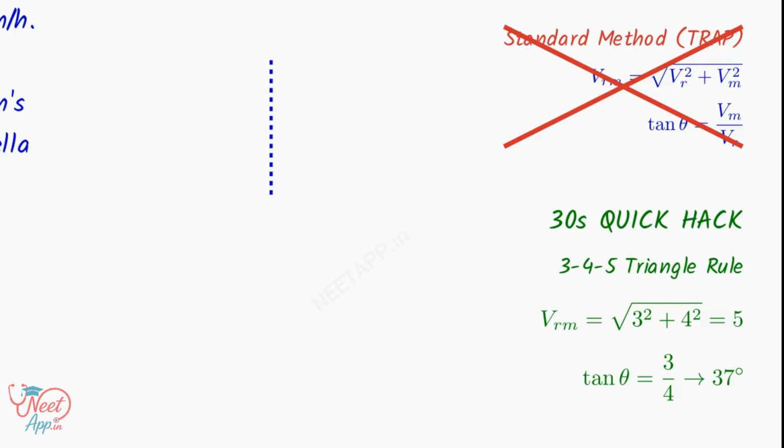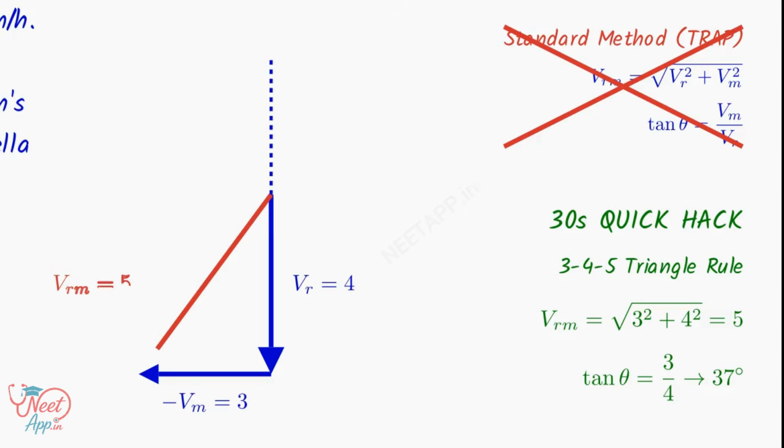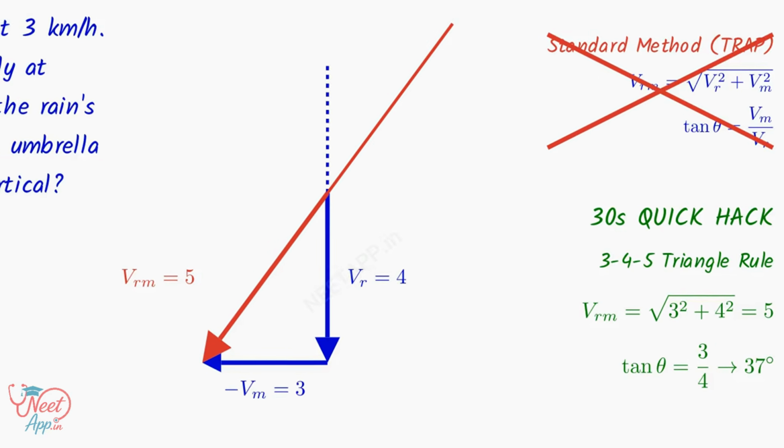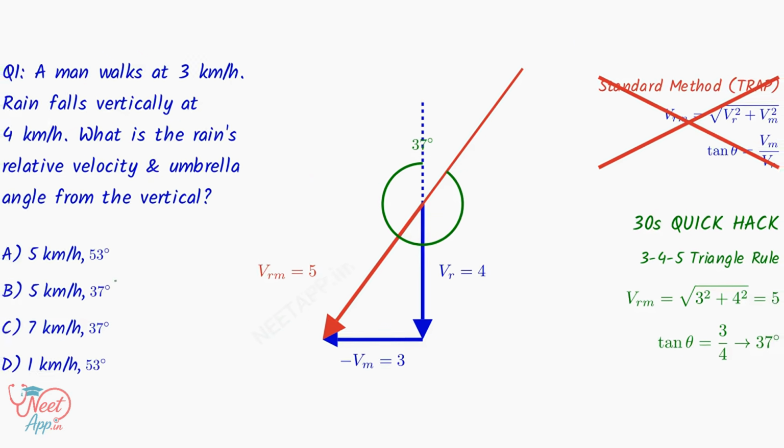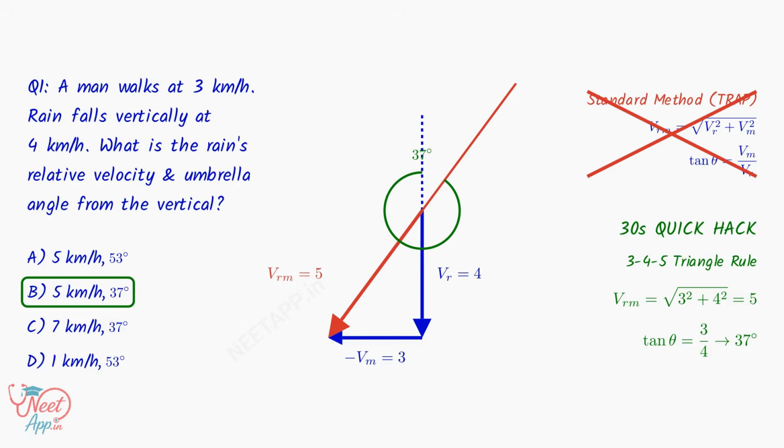For the angle with the vertical, the tangent is simply the horizontal over the vertical, 3 over 4. The angle whose tangent is 3 over 4 is the famous 37 degrees. Look at the diagram in the center. The rain vector is 4, the man's reverse vector is 3, making the red umbrella vector exactly 5. The angle with the vertical is strictly 37 degrees. That matches option B perfectly. Spot the 3 and 4, lock in 5 and 37 and move on.